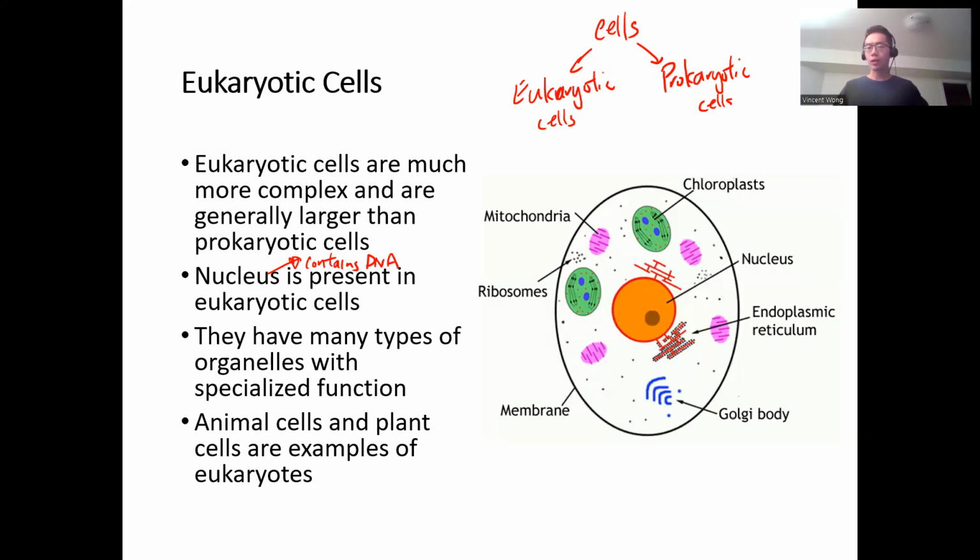Inside eukaryotic cells, there are many different kinds of organelles. We have mitochondria, ribosomes, Golgi body, and so on and so forth. A lot of these organelles have specialized functions. We will learn what each one does in a bit. Like I said, animal cells, so that includes humans, dogs, elephants, giraffes, cats, they all are made up of eukaryotic cells. Plant cells are also eukaryotic. So these are more advanced, more complicated, bigger cells.